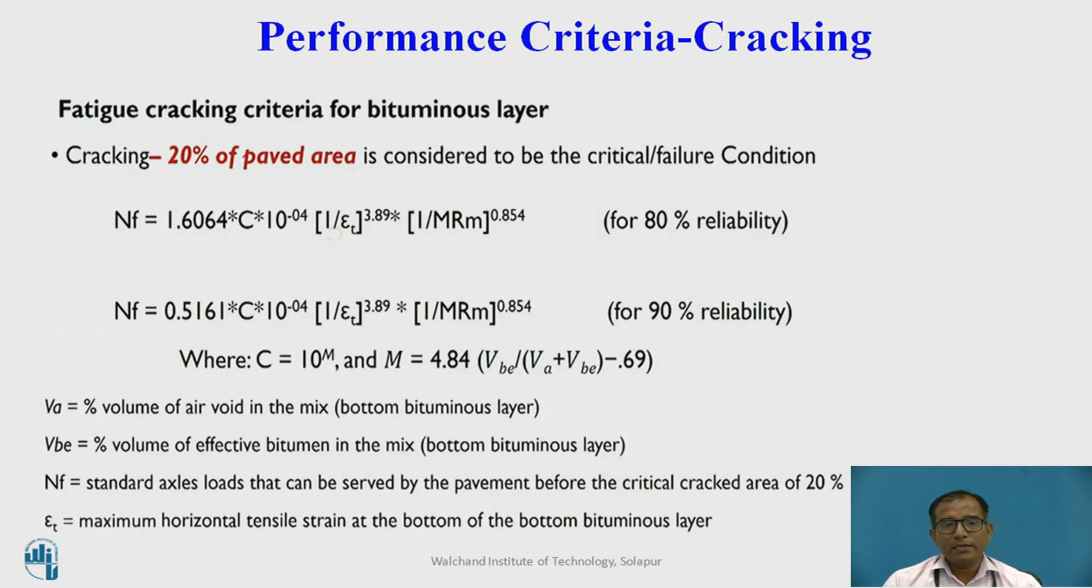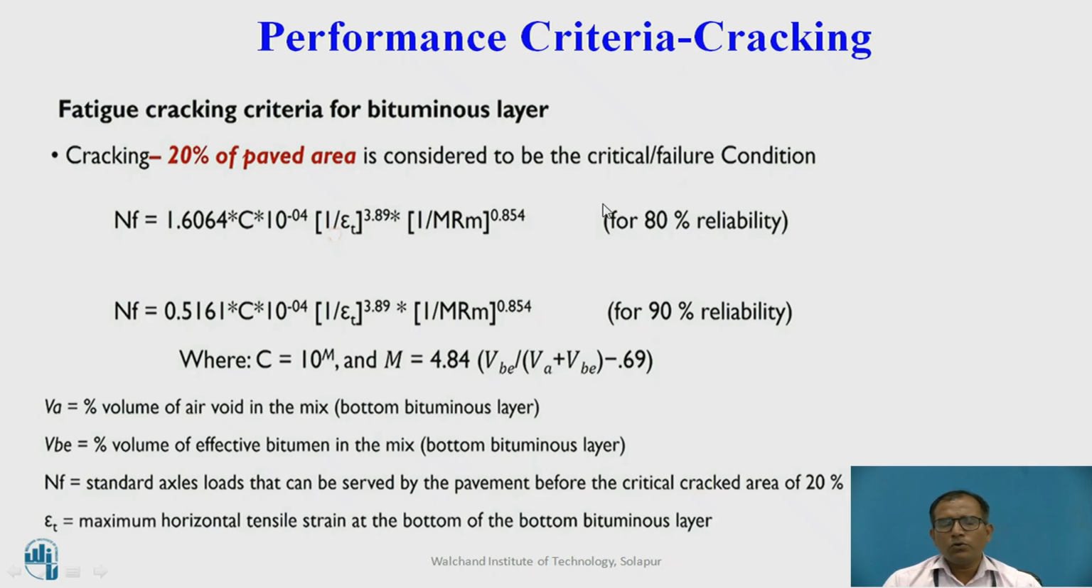Going to the performance criteria for fatigue, previously we considered the rutting criteria to calculate epsilon V. Here we have to calculate epsilon T, using parameters like the constant C, NF, which stands for million standard axles in MSA, and MRM, which stands for the resilient modulus of the bituminous material. Taking these factors, we calculate epsilon T. For 80% reliability use this equation, and for 90% use this equation.